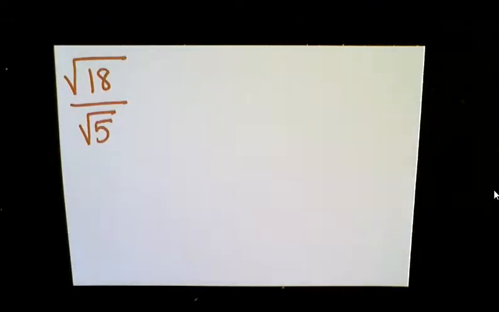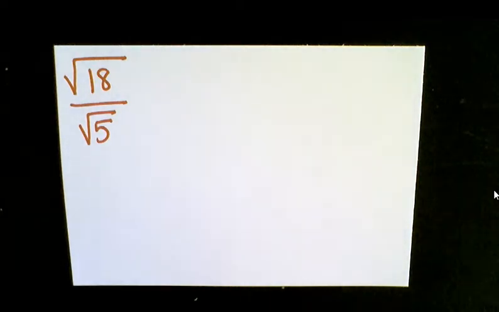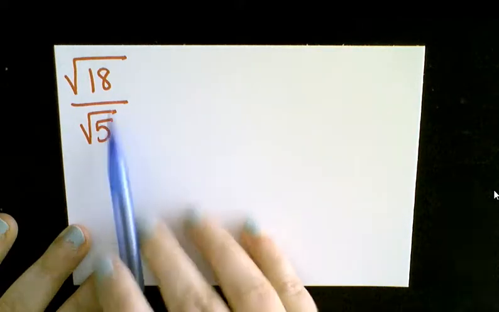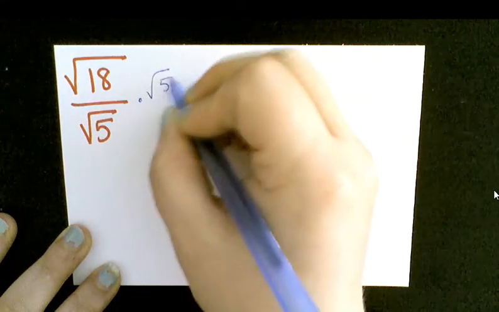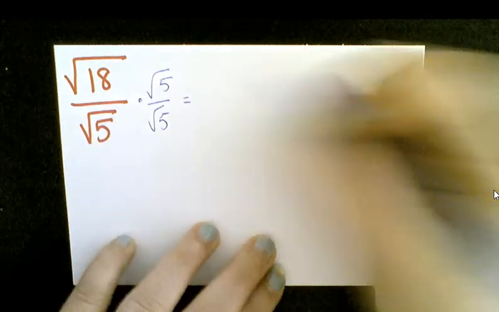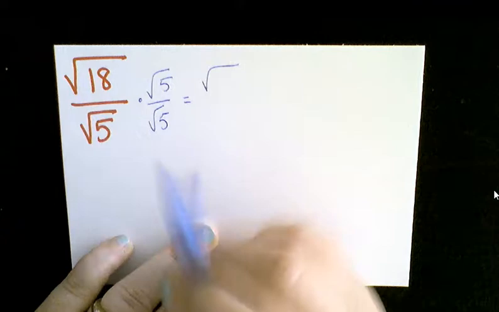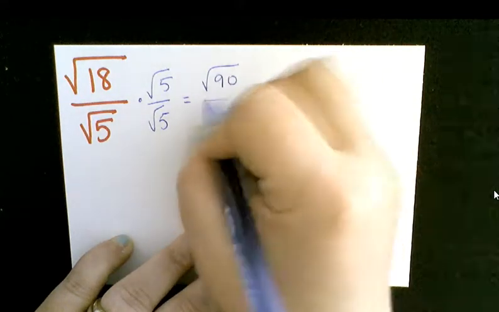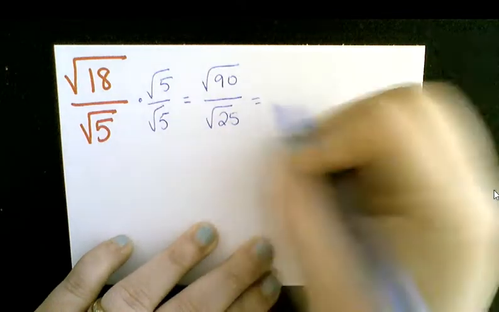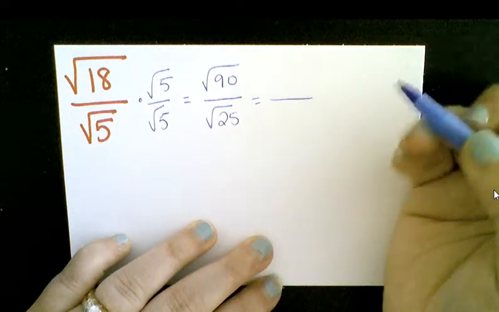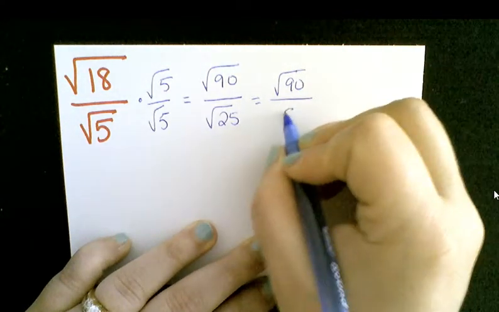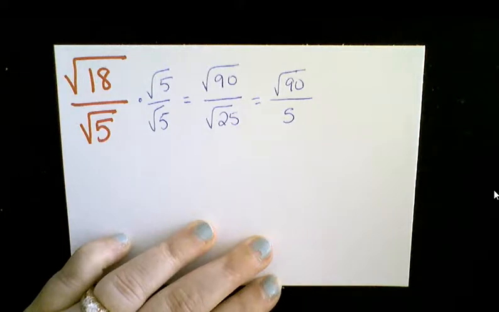Let's look at one more where we have to rationalize. We have the square root of 18 divided by the square root of 5. Again, we can't divide those, so we're going to rationalize by multiplying the numerator and denominator by the square root of 5. The square root of 18 times the square root of 5 is the square root of 90. The square root of 5 times the square root of 5 is the square root of 25. We can bring out our 25. That's a perfect square. So that's the square root of 90 divided by 5.